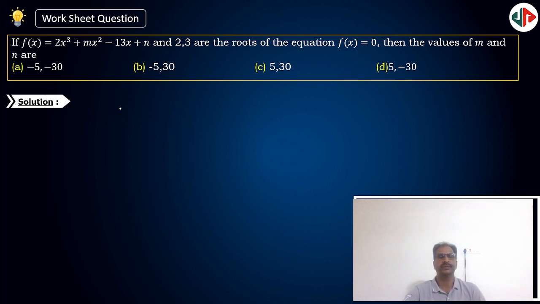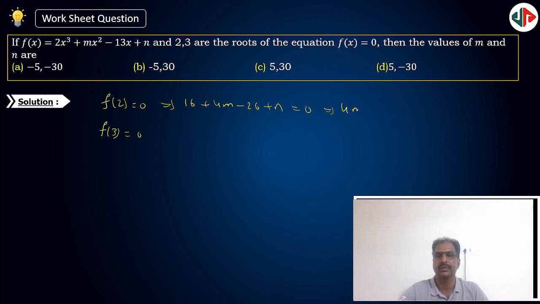Next, f of x is given and 2 and 3 are the roots of the equation. 2 is a root means f of 2 is equal to 0. 3 is a root means f of 3 is equal to 0. What is f of 2? 2 into 8, m into 4, minus 26, plus n is equal to 0, which means 4m plus n is equal to 10.